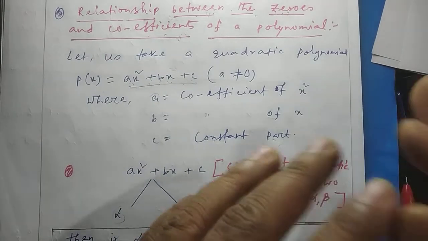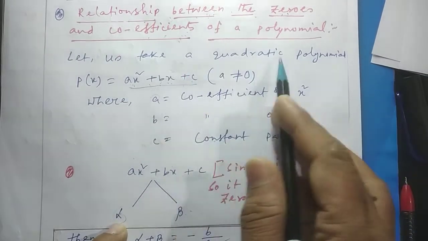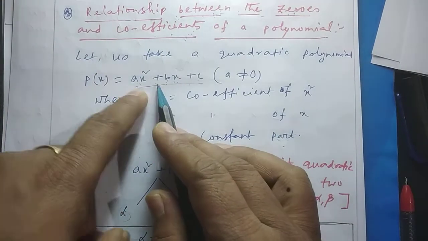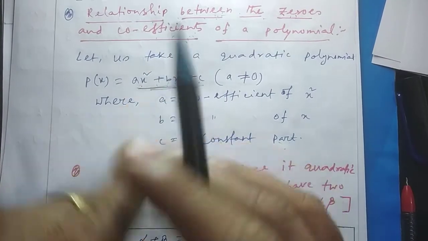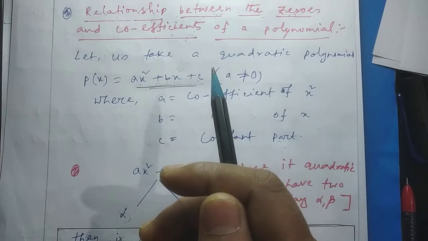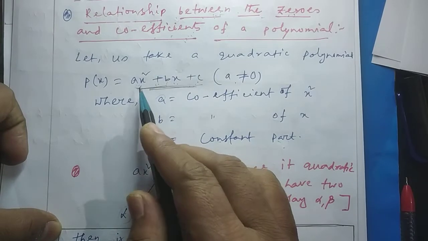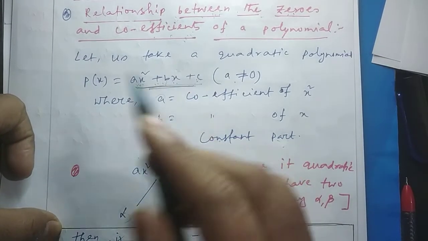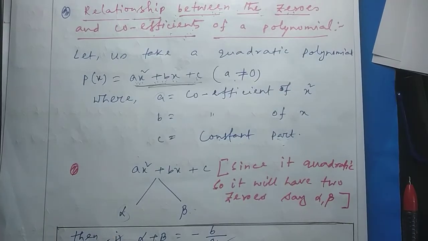Now let us know what the relations are for the quadratic polynomial. Let us take the general form of the quadratic polynomial, that is p of x equal to ax square plus bx plus c. We know it is the general form of the quadratic polynomial where a, b, c all are real numbers and a not equal to 0, and at the same time we need to remember a is the coefficient of x square, b is the coefficient of x, and c is the constant part. That means here a, b, c all are coefficients, right?